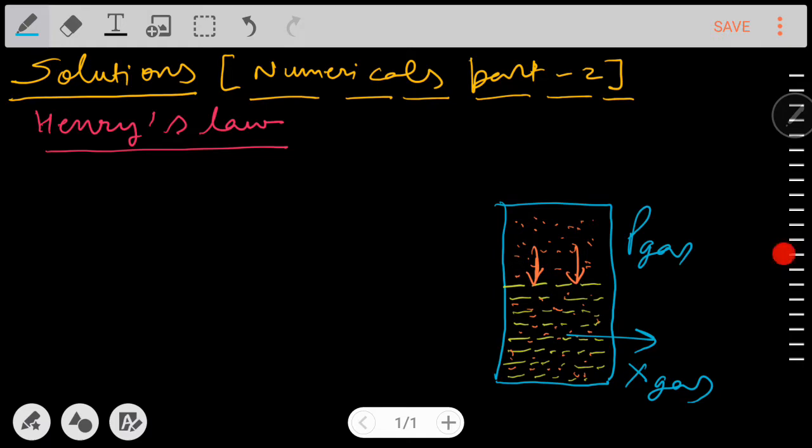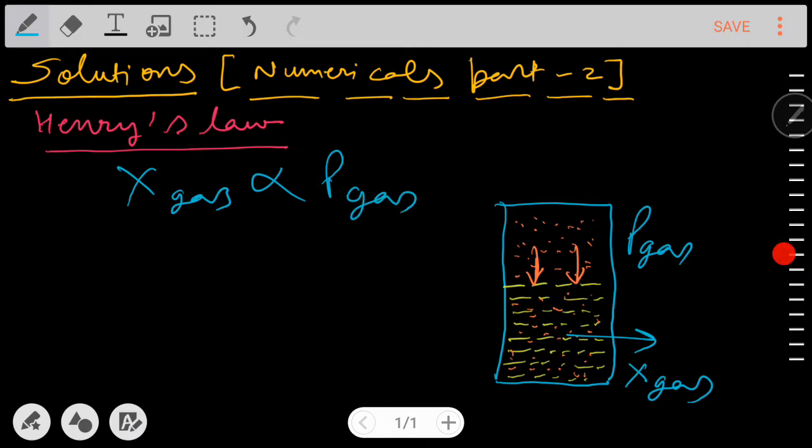Then as per Henry's law, the mole fraction of the dissolved gas at a given temperature is directly proportional to the partial pressure of the gas above the liquid surface. So X gas is proportional to P gas. This is Henry's law.